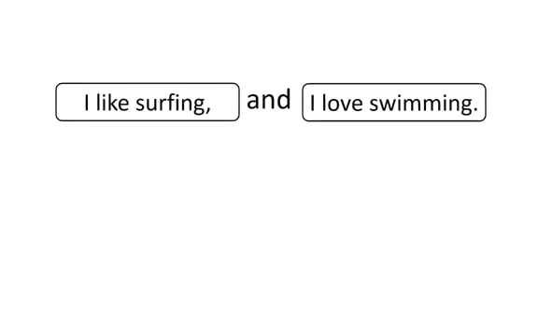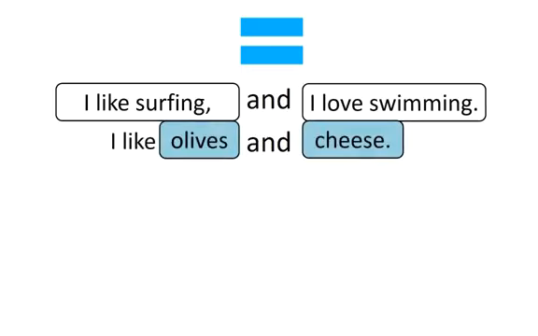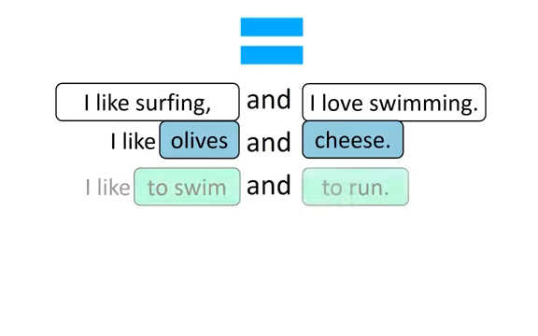In the following compound sentence, I like surfing and I love swimming, there is a clause to the left of and, and a clause to the right of and. These are equal parts, which makes this sentence parallel. I like olives and cheese. This is not a compound sentence because there is only one clause, but it is still a correct sentence because olives and cheese are both nouns.